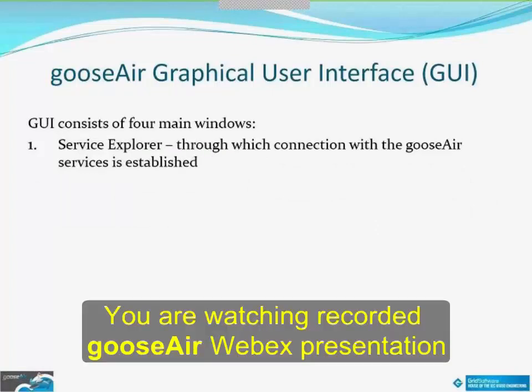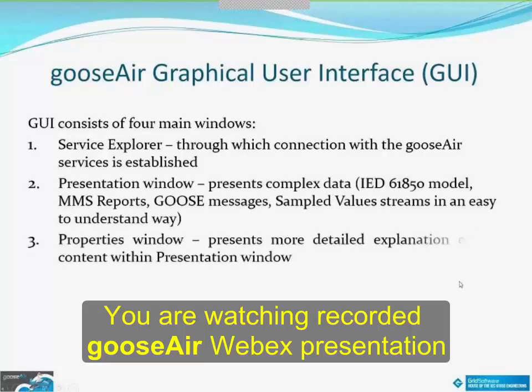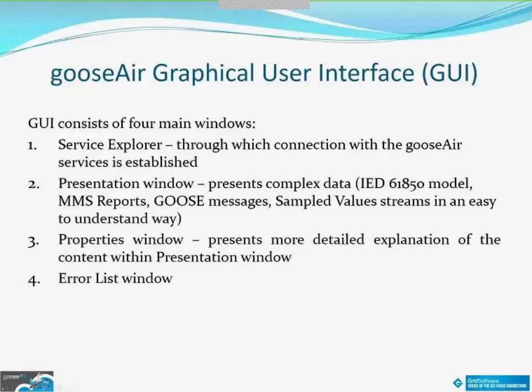Okay, so there's a few things about the GooseAir graphical user interface. The GooseAir graphical interface consists of four main windows. There is a service explorer window, then the main presentation window, the properties window, and in the end there's an analyst window. So I'll skip to the next slide, which is a snapshot from the GooseAir application. I think it's a lot more clear.